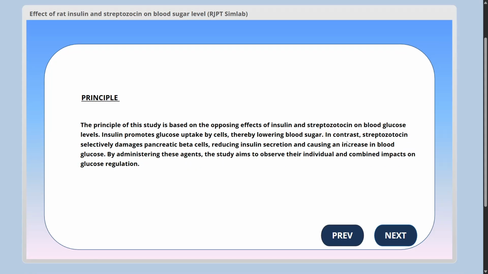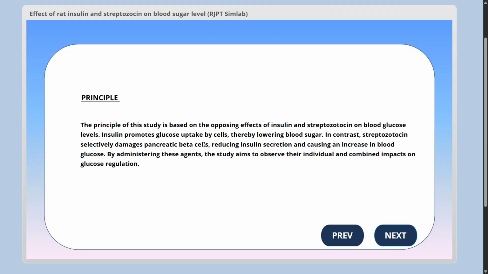Now, let us see the principle part of this experiment. The principle of the study is based on opposing effects of insulin and streptozocin on blood glucose levels. Insulin promotes glucose uptake by cells, thereby lowering blood sugar. So, the principle is based on the opposing effects of insulin and streptozocin. As we know, both substances produce opposite effects: insulin lowers the glucose level, whereas streptozocin increases the blood glucose level. Let us know how insulin lowers the blood glucose level.